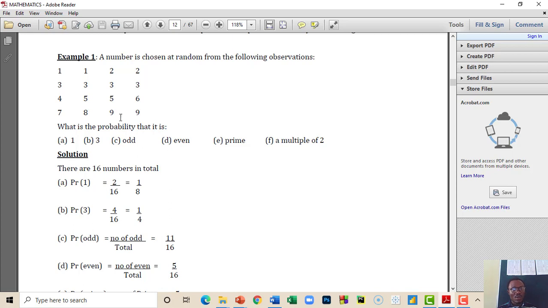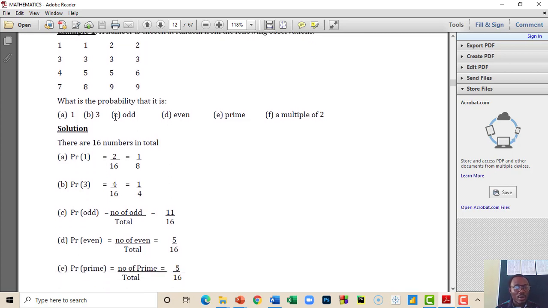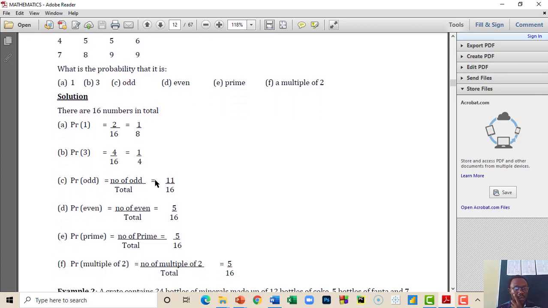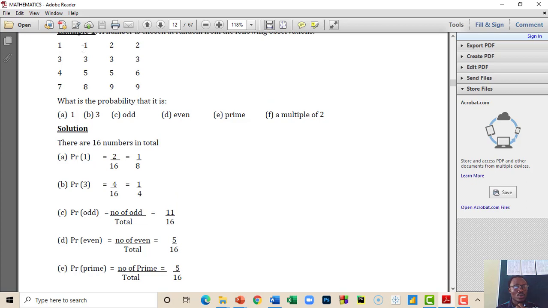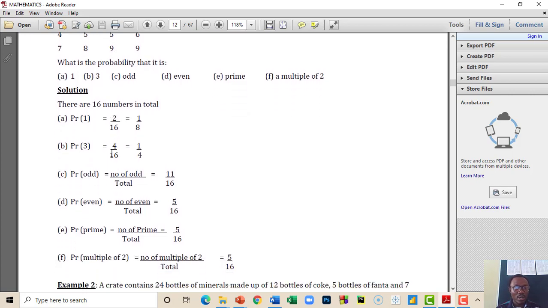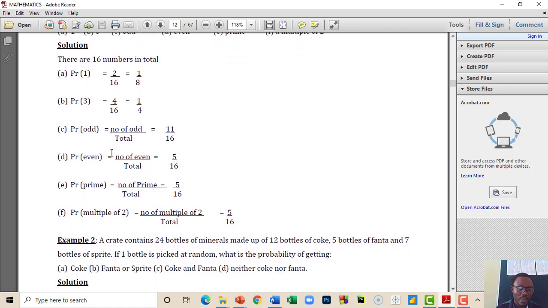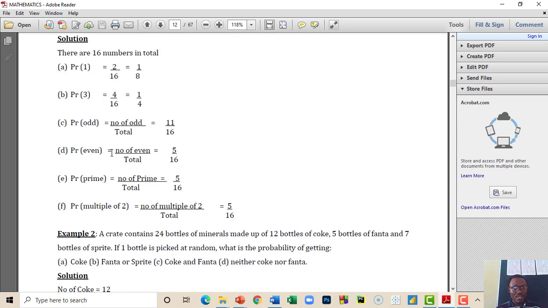Probability of getting a 3. To get 3, we have 4 threes there. So that is 4 over 16. Then the odd numbers now. The number of odd numbers, we have 11 of them altogether. How do we get that? Let's count. 1, 2, 3, 4, 5, 6, 7, 8, 9, 10, 11. We have 11 of them. So that is 11 over 16. Even numbers: if 11 is odd, then the remaining numbers will be even. So 5 over 16.